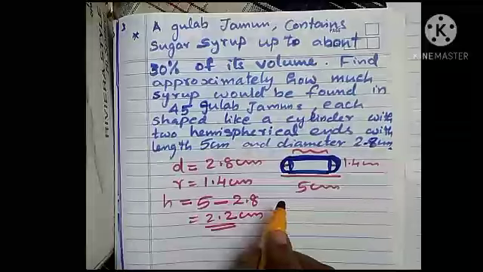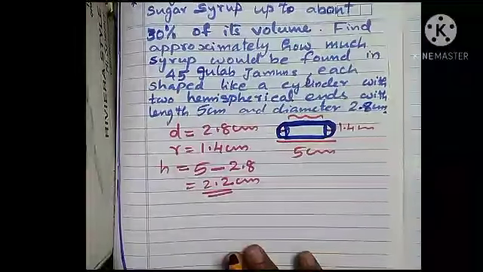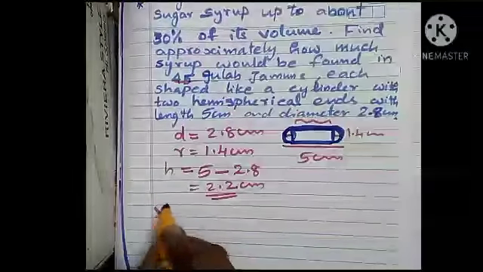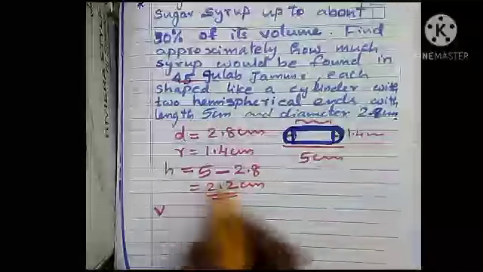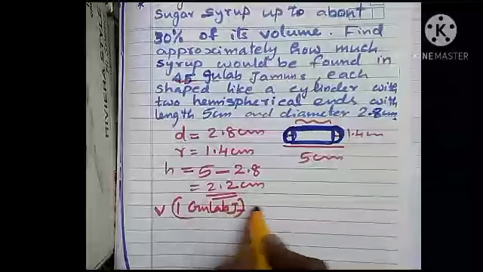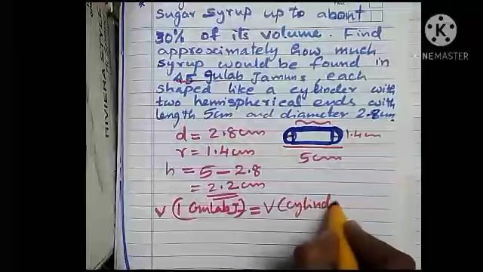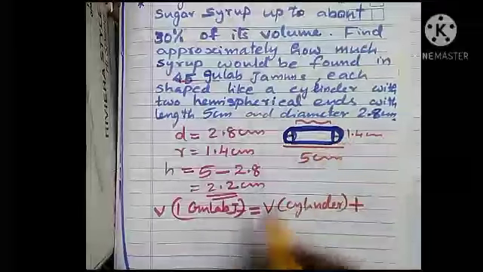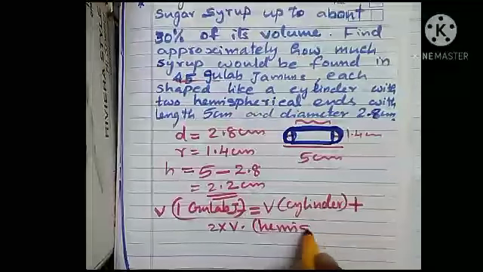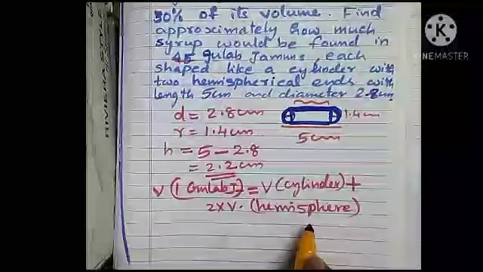So for the gulab jamun, we need to find the volume. First we can find the volume of one gulab jamun. After that, 45 gulab jamuns are given here. Now, the volume of the given shape, the volume of one gulab jamun. So, what is that? That is equal to the volume of cylinder plus 2 into the volume of hemisphere. Is it clear? So, the volume of cylinder plus 2 into the volume of hemisphere.